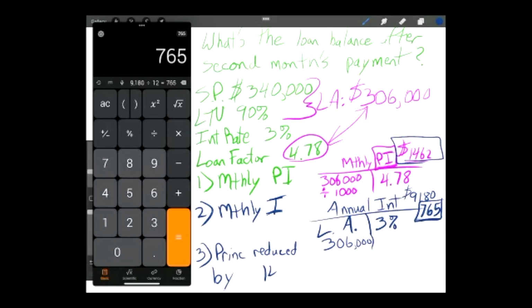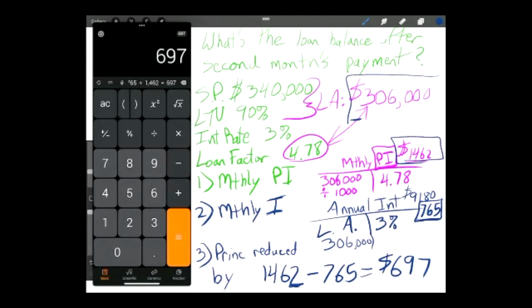And that's going to just be subtracting the monthly payment, subtract that interest from it. So what we ended up bringing the principal down by was $697. You okay with that? So our loan amount started out being 306, but after the first month's payment, we reduced it by $697.